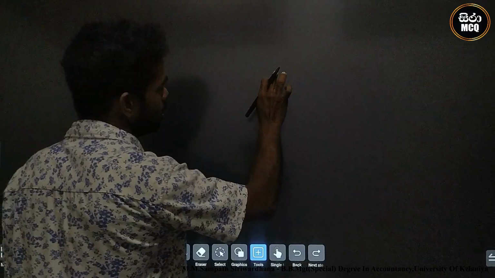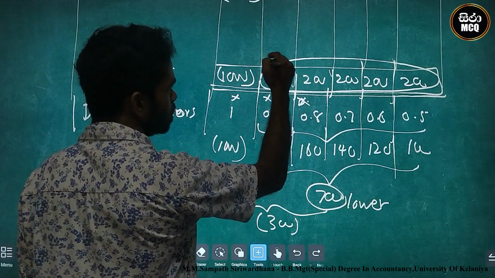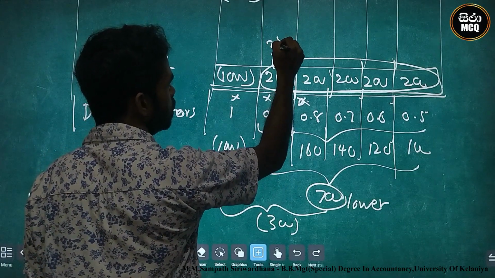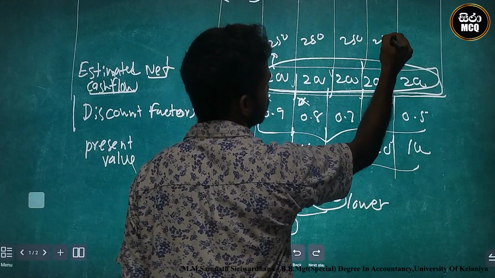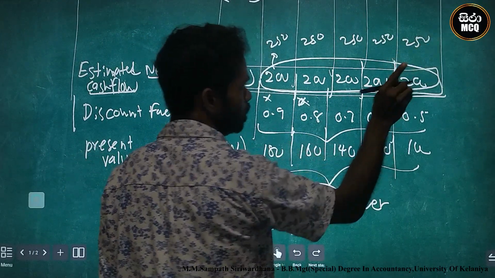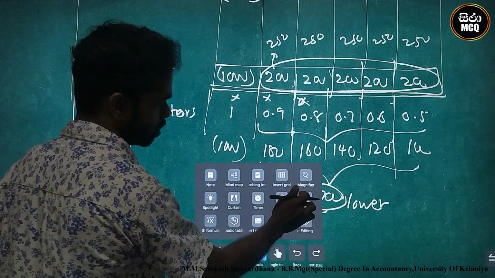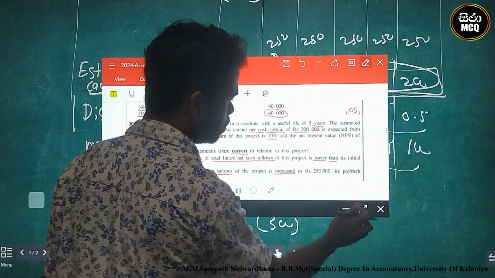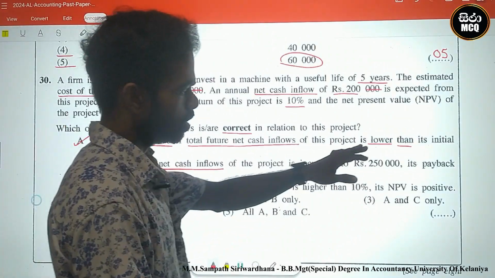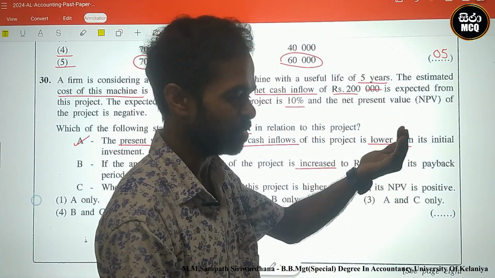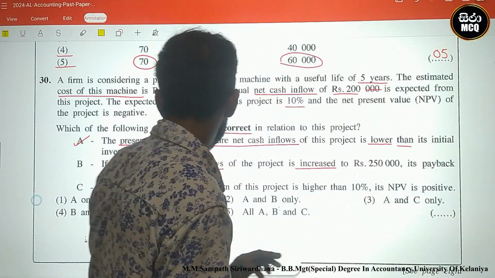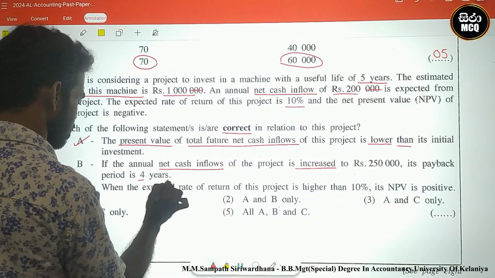The annual net cash inflows currently 200, no? This is increased to 250 for each year. 250 for each year. 250 annually. Okay, this is changing. Here it's 250. That's increasing assumption. Its payback period is 4 years.